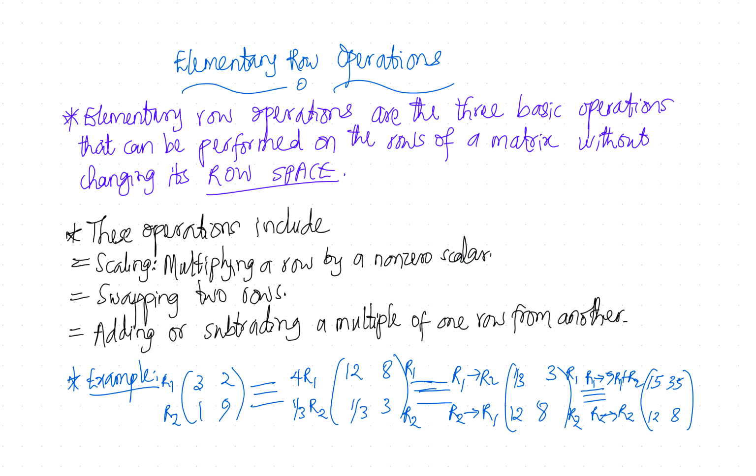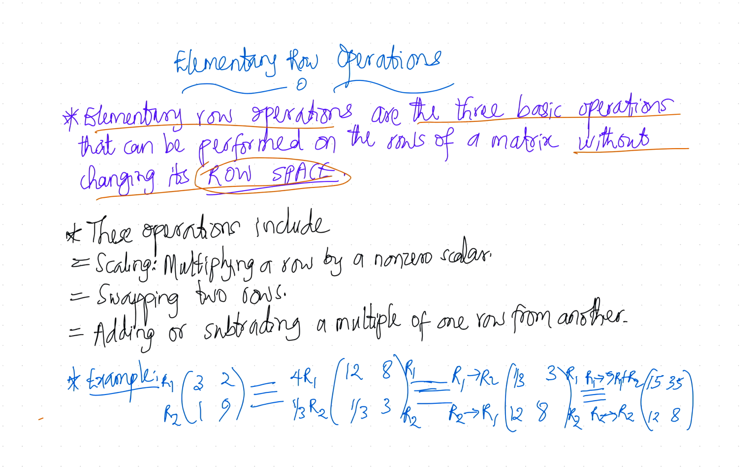Elementary row operations are the three basic operations that can be performed on the rows of a matrix without changing its row space. Though as you carry out the operations, the elements of the matrix may be changing in value, the structure of the matrix is not changing. The row space is not changing. In case you're wondering what row space means, we'll talk about that in the next slide. But first, let's deal with these three basic operations.